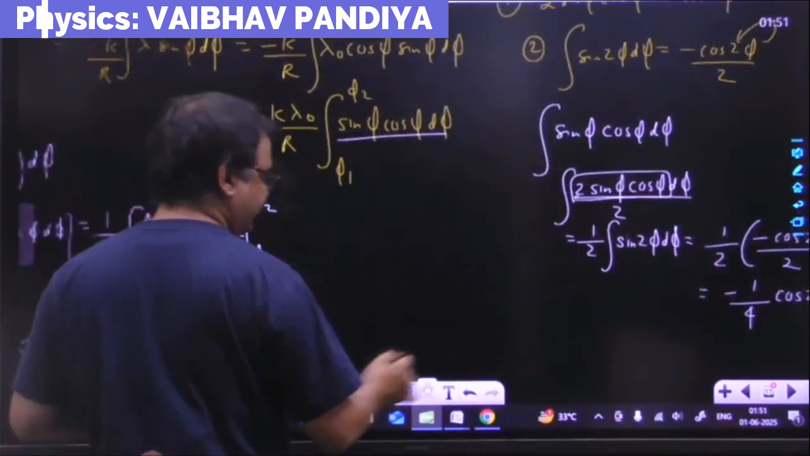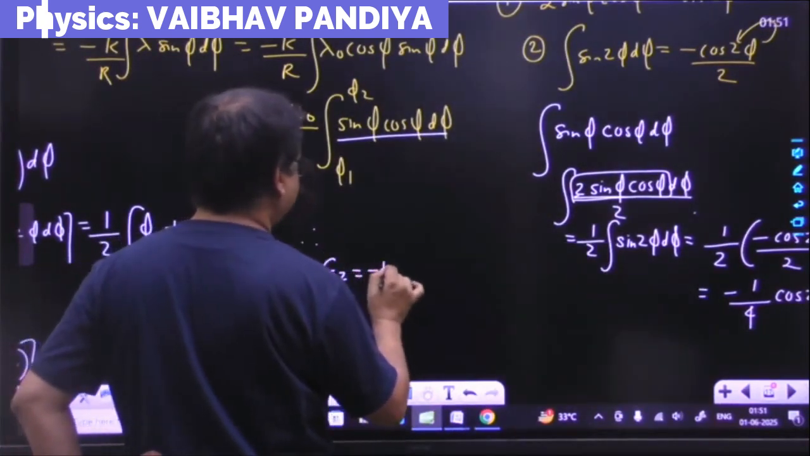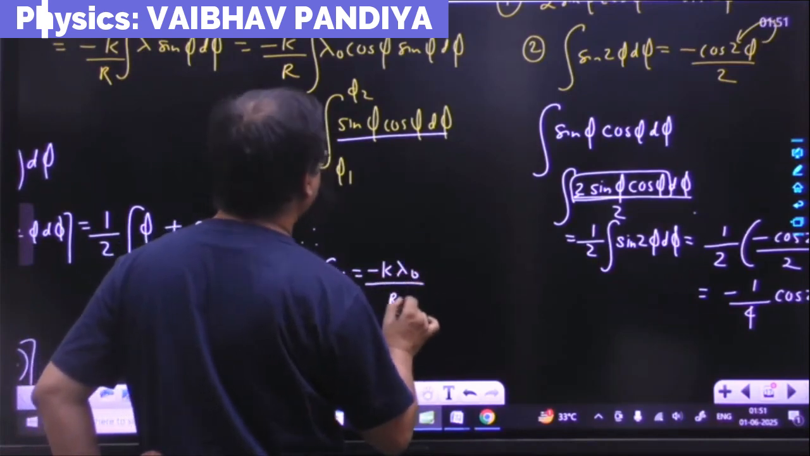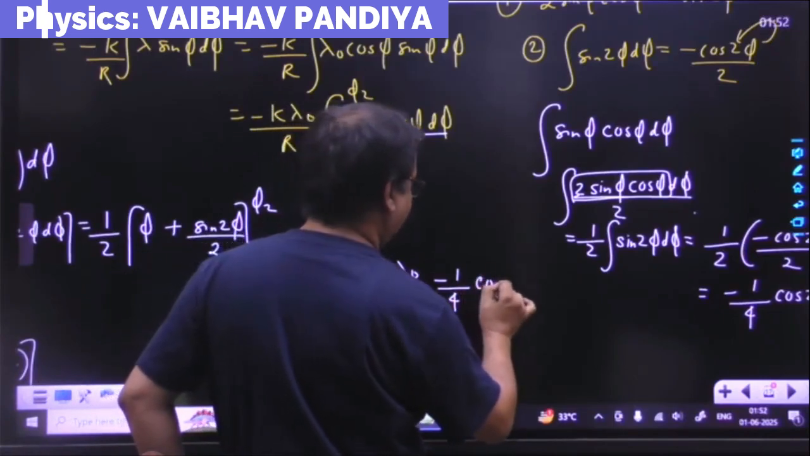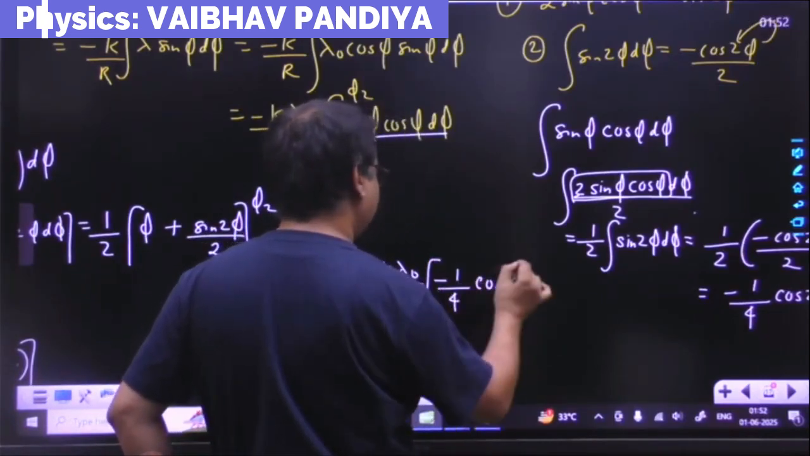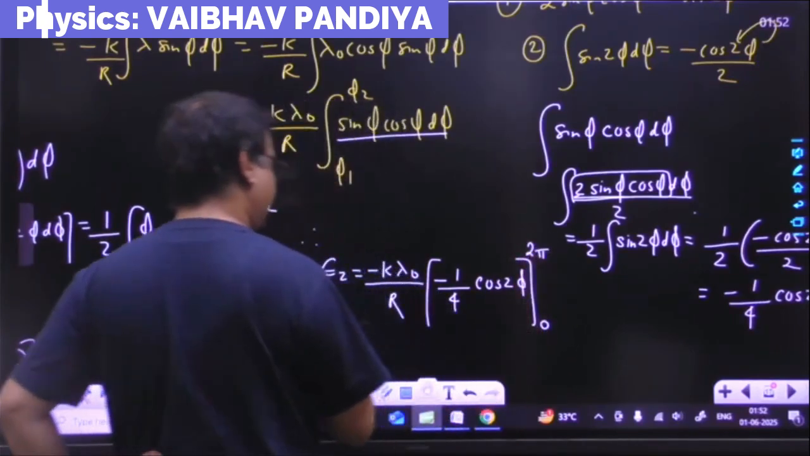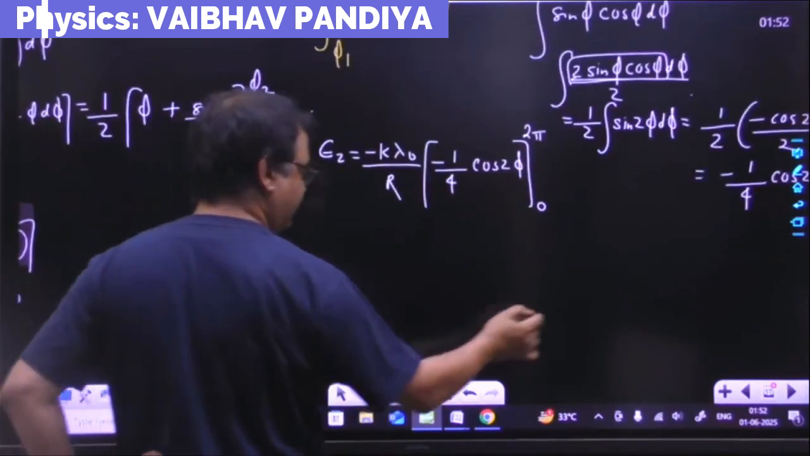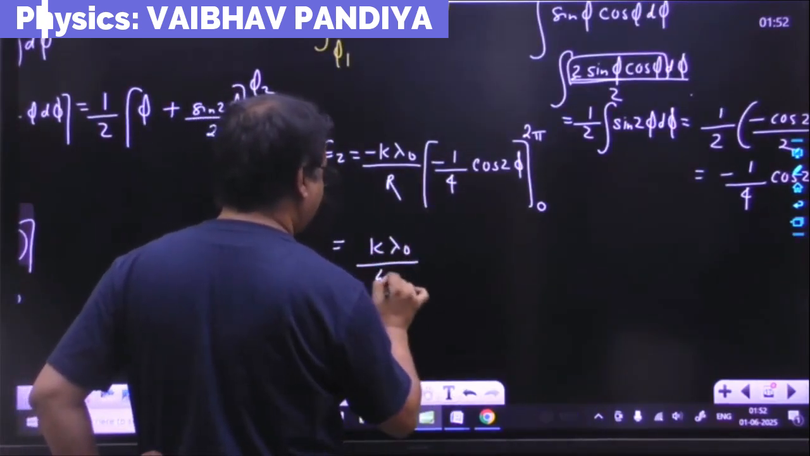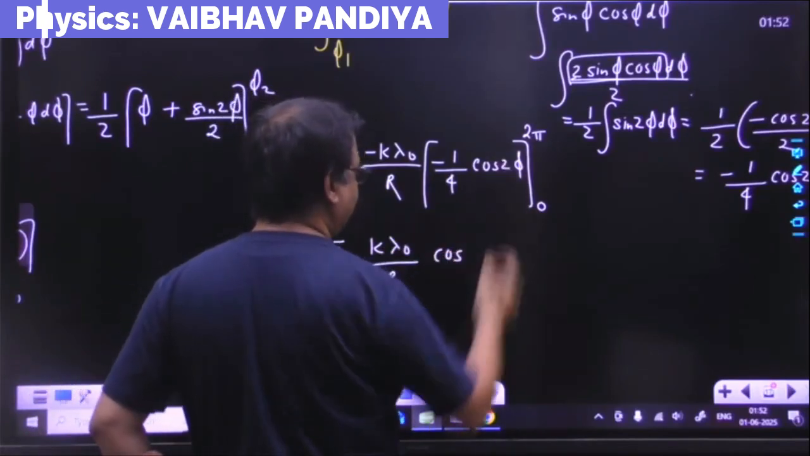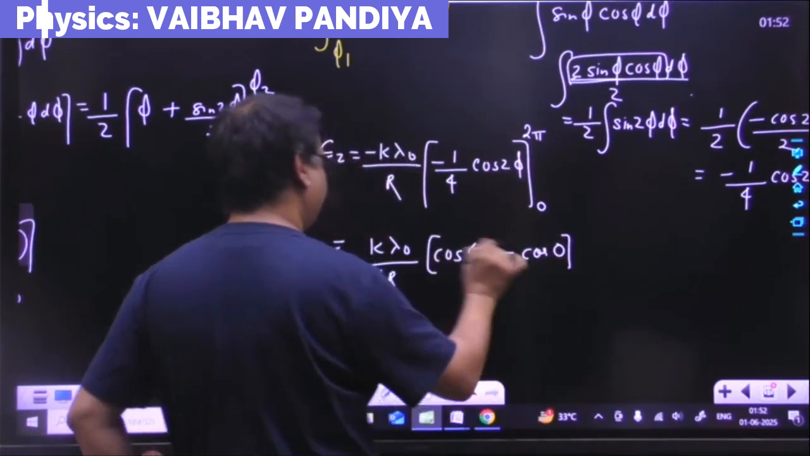So I can directly write this answer here. Therefore Ez will come to be minus k lambda naught by r, and this thing will come to be minus 1 by 4 cos of 2 phi within the limits how much? From 0 to 2 pi, correct? So you will get as what? K lambda naught, minus into minus will be plus, divided by 4r, cos, put the higher limit. So 2 into 2 will be 4 pi, minus cos of 0. Got it? This will be your answer.